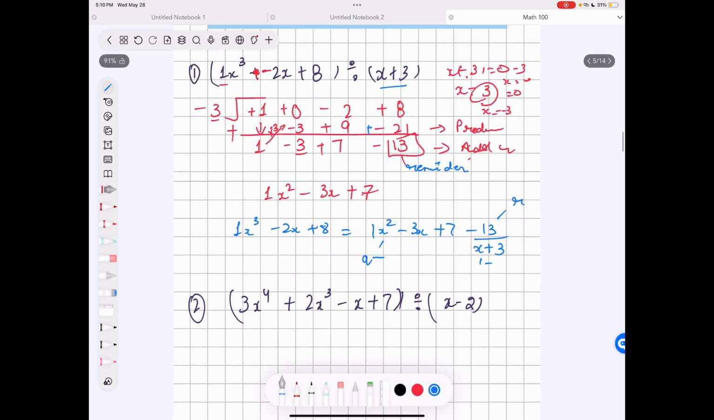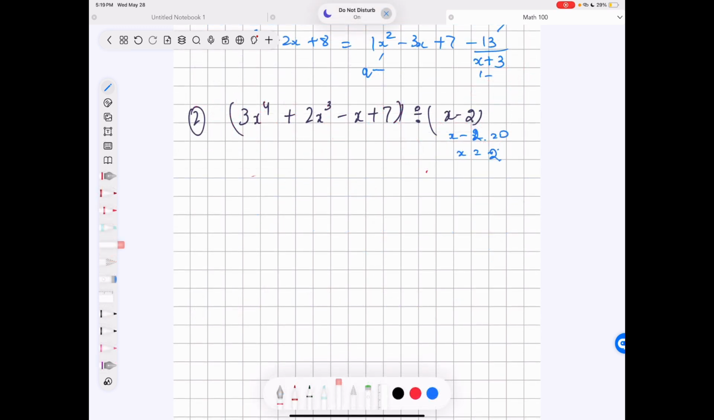So I'm going to do one more example equation. I'm going to first set x minus 2 is equal to 0. We get x is equal to 2. Then the next thing we do is write the coefficients in descending order. We have x to the 4, then x to the 3, then x to the power 2, then x to the power 1, and then any other number that we have.